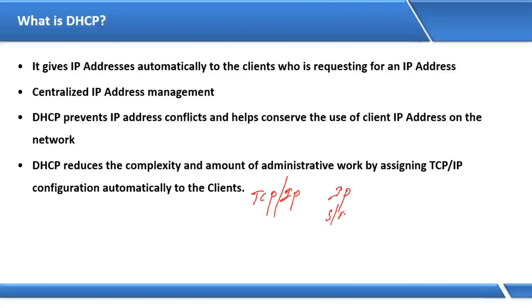we can assign other addresses like subnet mask, default gateway, preferred DNS address, and alternate DNS address to all clients. Not only the IP, on the client machine we require this many addresses, and all these addresses we can give with the help of the DHCP server. That is what is called TCP/IP configuration: Transmission Control Protocol, Internet Protocol. So complete IP address management configuration we can do with the help of the DHCP server.